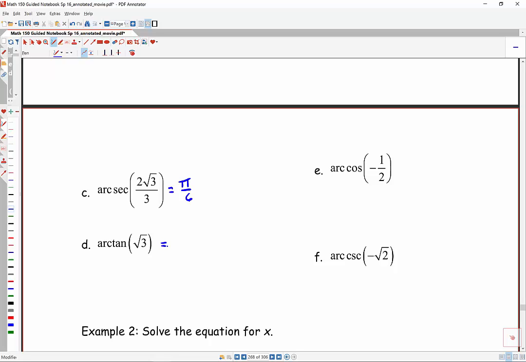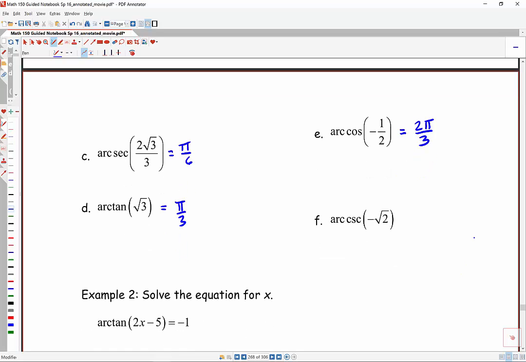Arc cosine at negative 1/2. Well, cosine at what angle gives you an output of negative 1/2? It's got to be in quadrant 2, right? So we're going to go to 2 pi over 3. And then our arc cosecant at negative root 2, we're going to have a negative angle. That'll be at negative pi over 4. Okay, so far? Awesome.